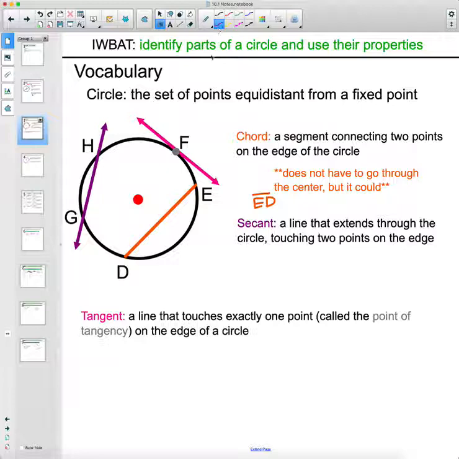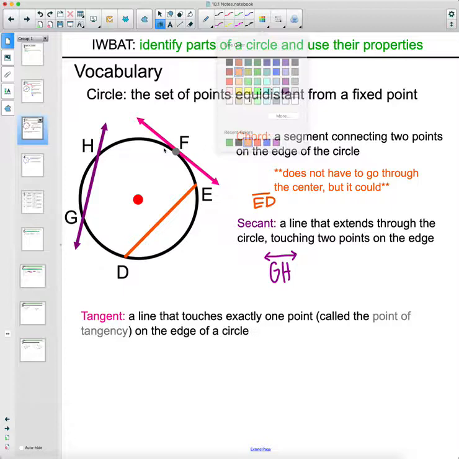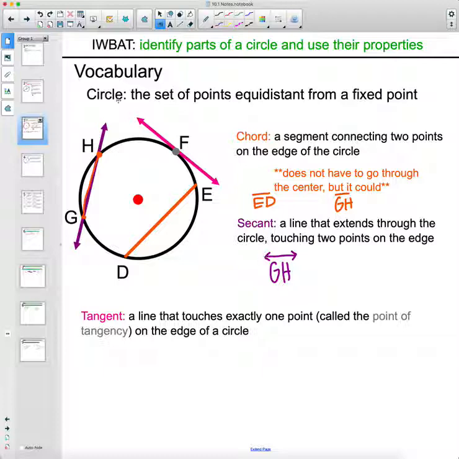A secant, similar to a chord, except that it's a line. So this purple line right here is a secant. Okay, it goes through the circle. It's a line that goes through the circle. When you're naming a secant, we would use any 2 points on the line, and we would draw a line with arrows above it. So line GH is a secant. You could do a chord in there too if you just connected from G to H with a segment. So G to H with a segment above it would be a chord. G to H with a line above it is a secant. So a secant has to be a line.